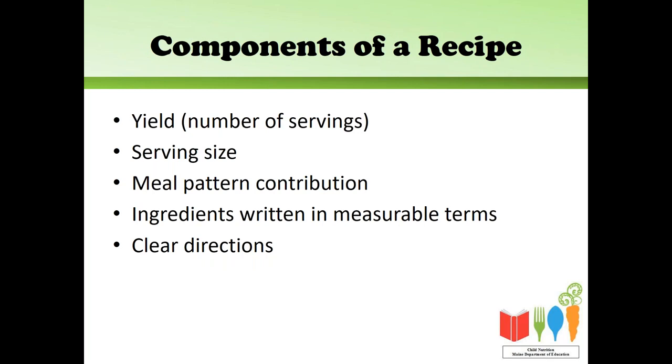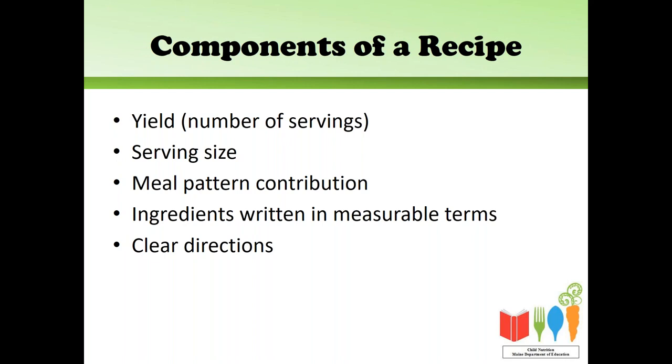So now we're going to break down the components of a recipe. First thing, you have your yield, or number of servings. You have your serving size, which is extremely important. One, for us to see that you're meeting the meal pattern, but two, for your servers to know that they are serving the right amount of food without under or over serving the students. You have your meal pattern contribution. You have your ingredients written in measurable terms.